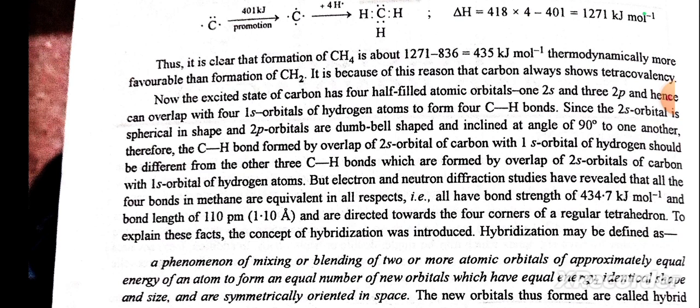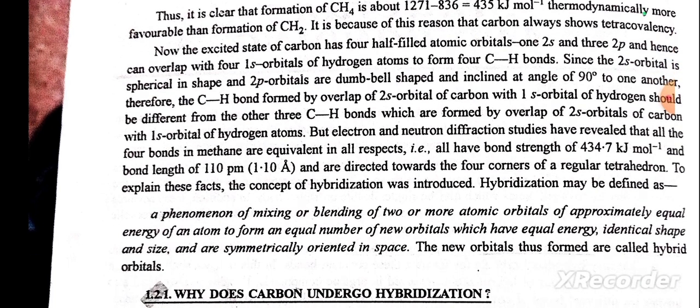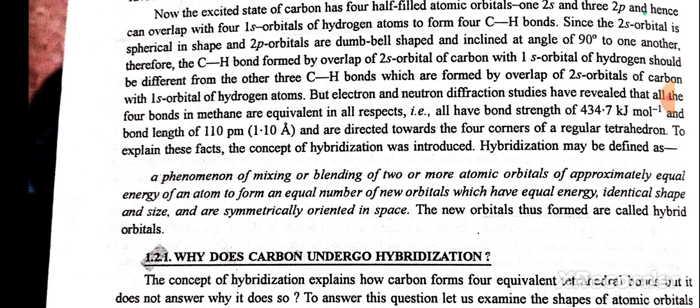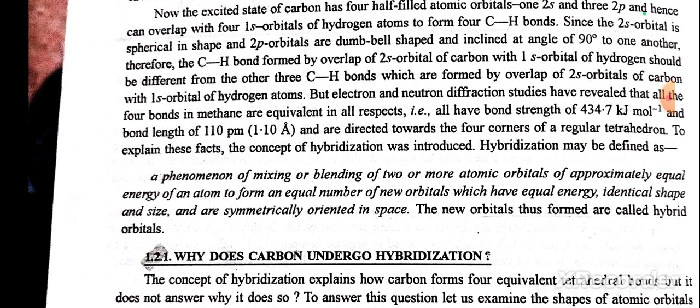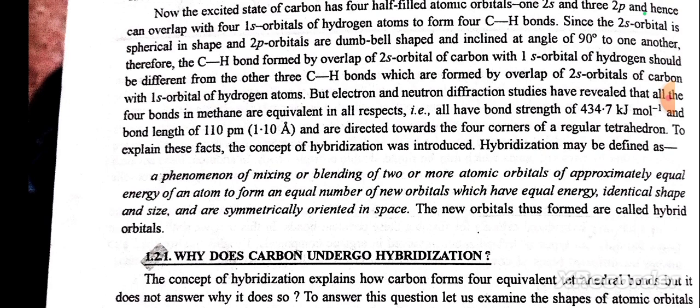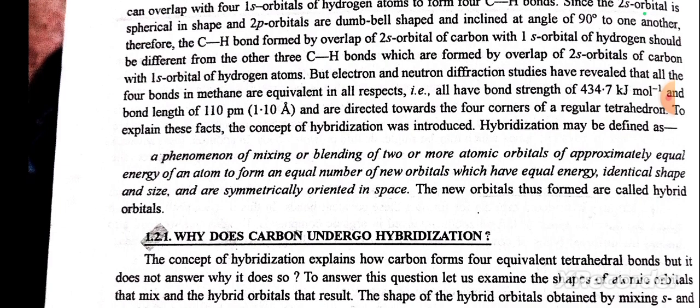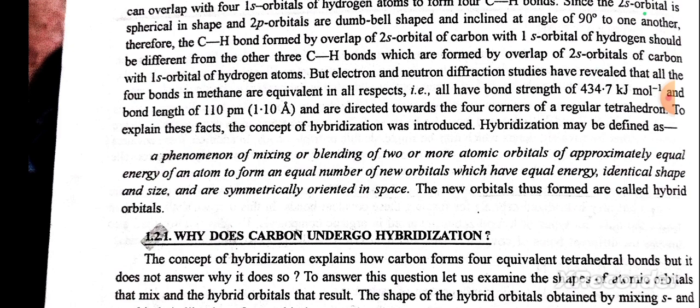Therefore, the C-H bond formed by the overlap of the 2s orbital of carbon with the 1s orbital of hydrogen should be different from the other three C-H bonds, which are formed by the overlap of the 2p orbitals of carbon with the 1s orbital of hydrogen atoms. But electron and neutron diffraction studies have revealed that all four bonds in methane are equivalent in all respects. All these bonds have a bond strength of 435 kilojoules per mole and a bond length of 110 picometers, and are directed toward the four corners of a regular tetrahedron.